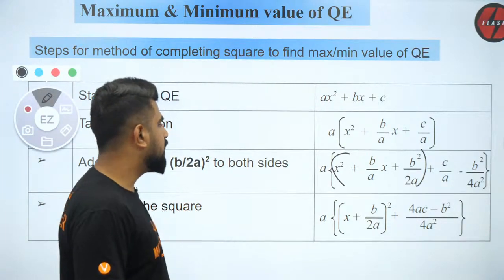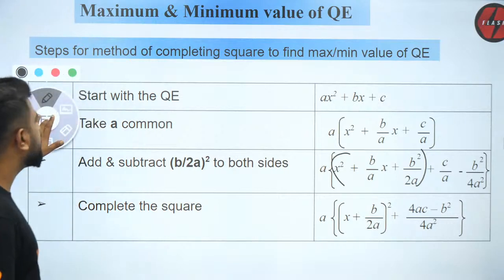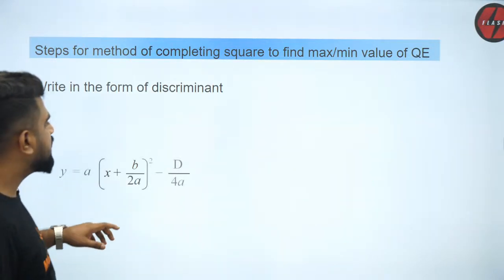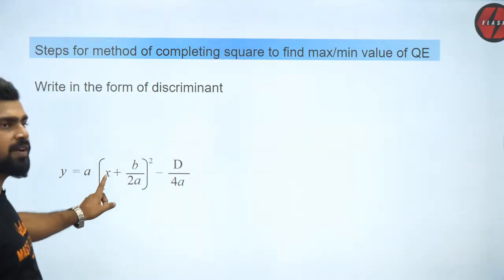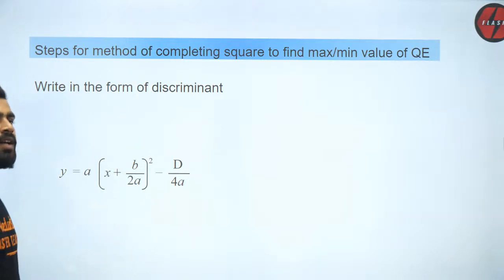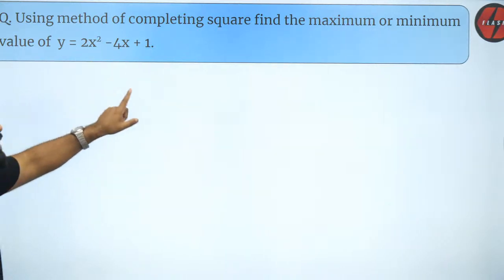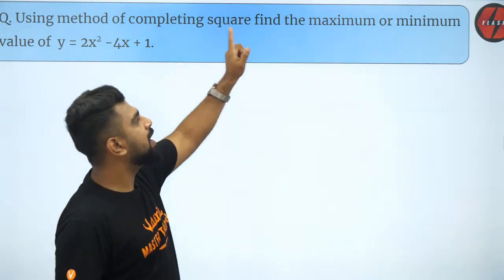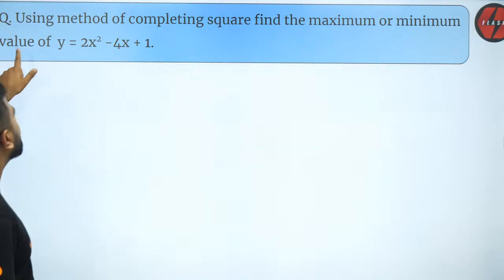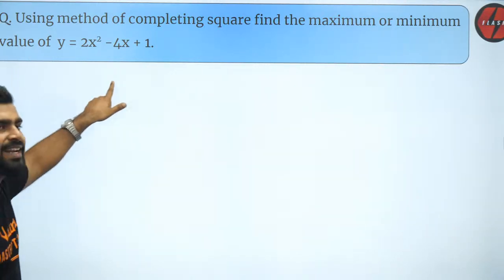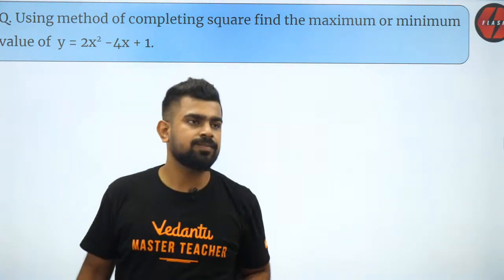Let's move forward. So this is the expression which I wanted you guys to remember. Like I said, this is the most important one. Don't forget this. Now moving forward, I want you to use the method of completing squares to find the maximum or minimum value of this particular quadratic expression. Can you please do it?